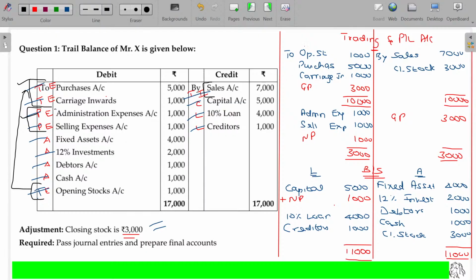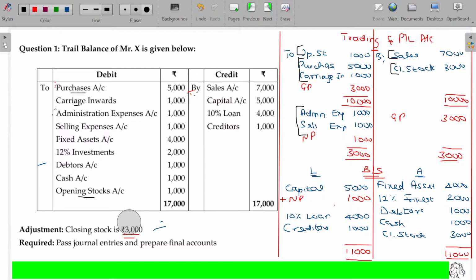One is all about the items related to this one. What are they? Purchases, carriage in, and opening stock. Second transfer entry is all about these two, admin and selling and distribution. Third transfer entry is all about sales and closing stock. We can either pass these two entries separately or combinedly, no problem. So I may pass the entry for this separately, for this separately. How should be the transfer entry? Okay, I write here.